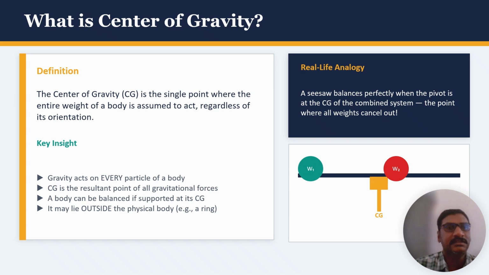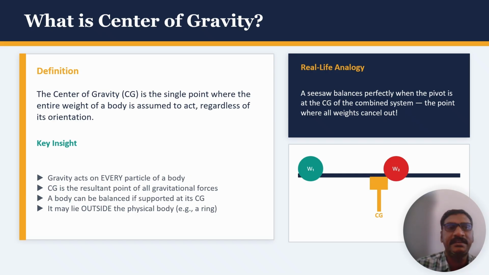Many students will say gravity acts on the book as a whole. But that is not precise enough. The truth is gravity acts on every single particle of that book. Every atom, every molecule inside the book is being pulled downward by the gravitational force of the earth. So in reality, there are millions and millions of tiny gravitational forces acting throughout the entire body of the book. Now in engineering analysis, we cannot deal with millions of individual forces. That would be impossibly complex.